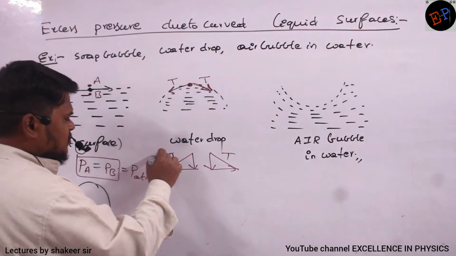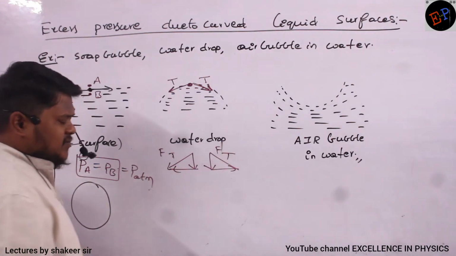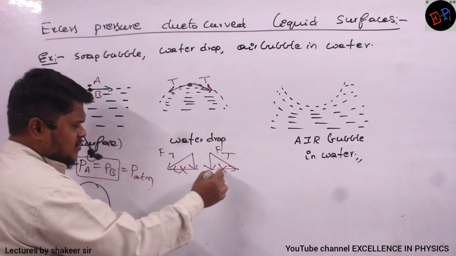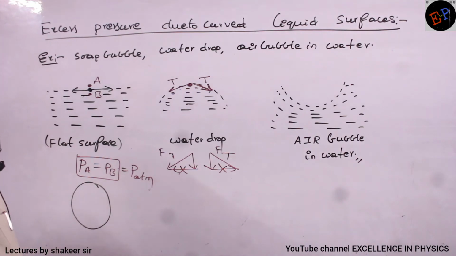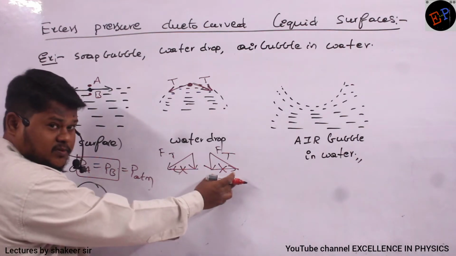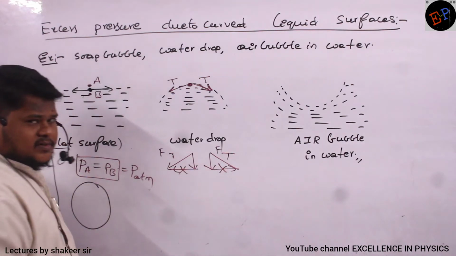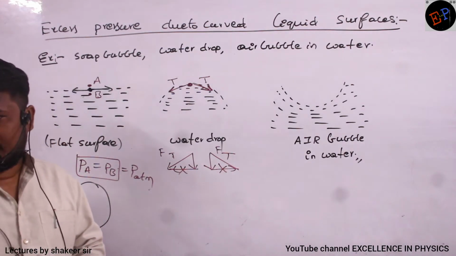Clear? Force due to surface tension, force due to surface tension. So therefore, this component and this component get cancelled with each other. These are two opposite components, no? This component is towards the left side, this component is towards the right side. So both of them get cancelled with each other.